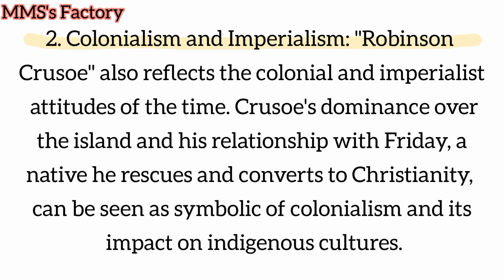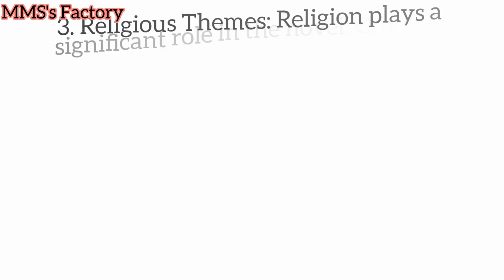2. Colonialism and imperialism. Robinson Crusoe also reflects the colonial and imperialist attitudes of the time. Crusoe's dominance over the island and his relationship with Friday, a native he rescues and converts to Christianity, can be seen as symbolic of colonialism and its impact on indigenous cultures.